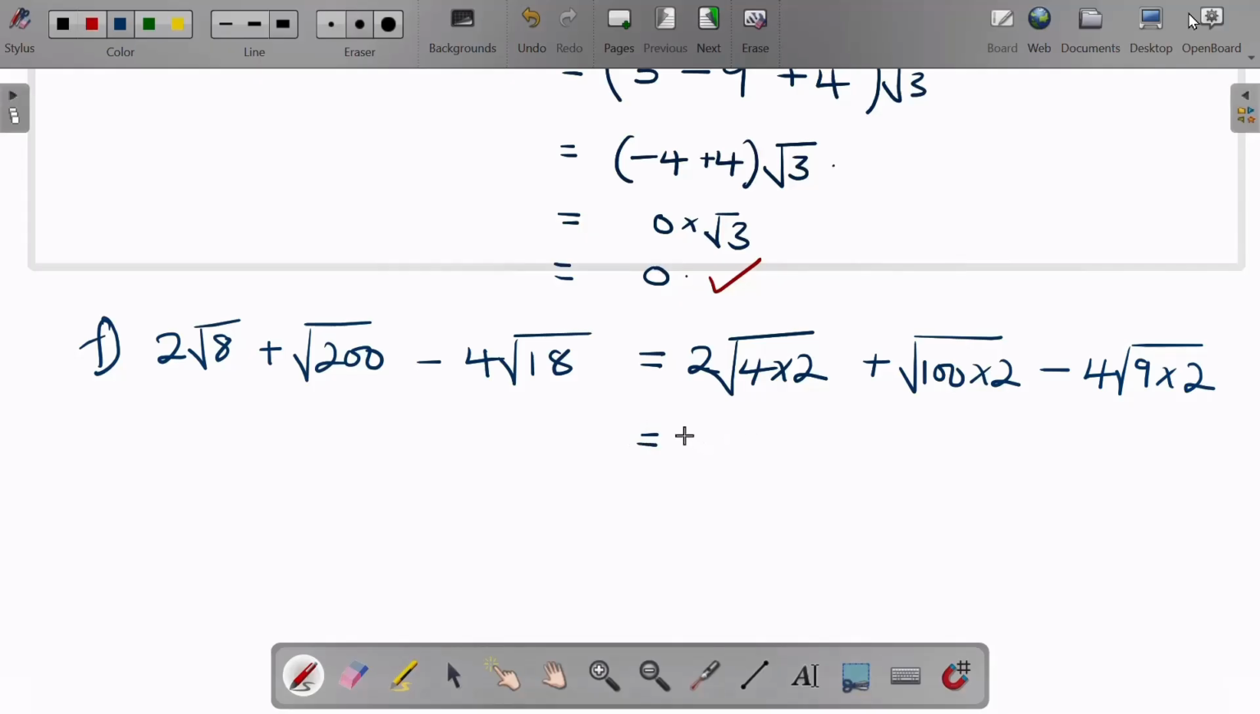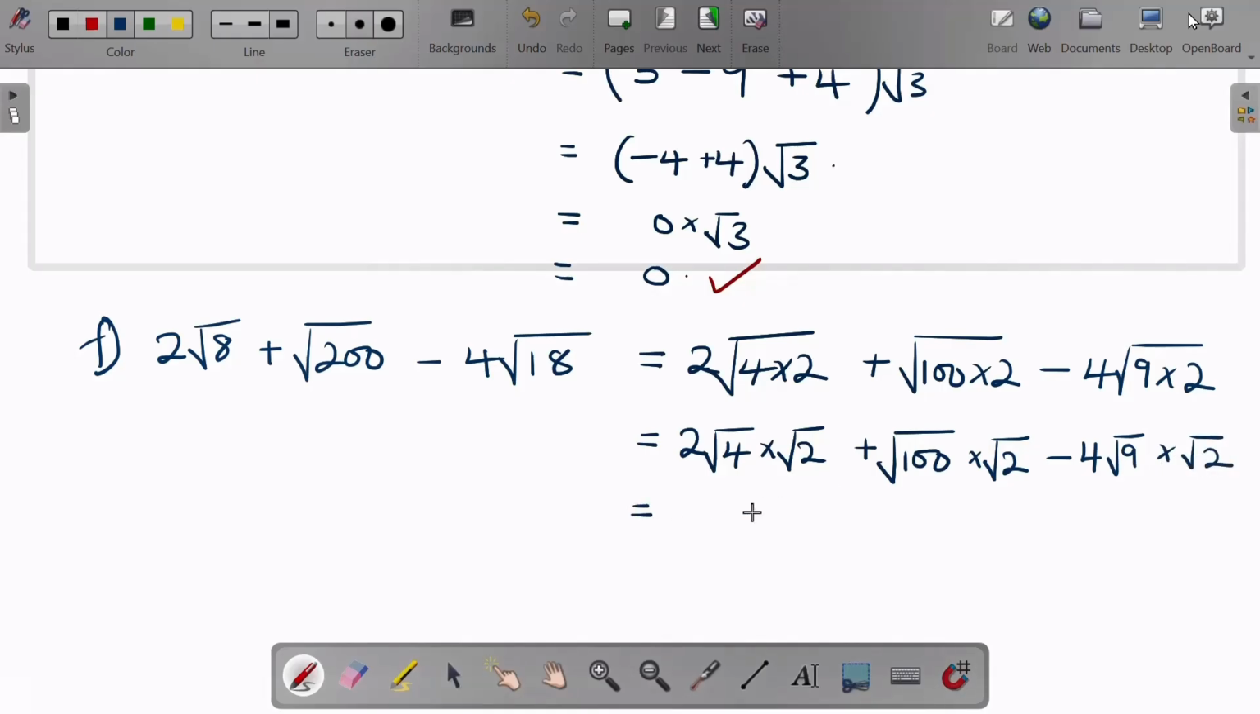This is the same as having 2 multiplied by the square root of 4 multiplied by the square root of 2, plus the square root of 100 multiplied by the square root of 2, minus 4 multiplied by the square root of 9 multiplied by still the square root of 2. We can see some of them are square numbers, whereby we are going to have 2 multiplied by, now the square root of 4 is 2, but multiplied by the square root of 2, plus 100 here is a square number, therefore the square root of 100 becomes 10 multiplied by the square root of 2, minus 4 multiplied by, see that 9 is a square number and the square root of 9 is 3, multiplied by the square root of 2.